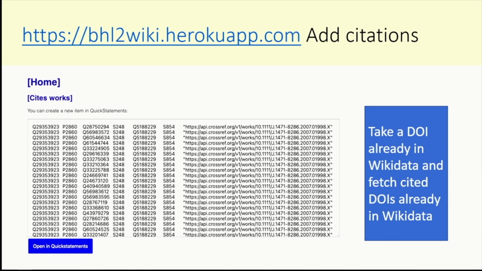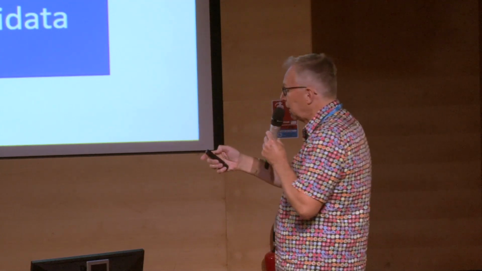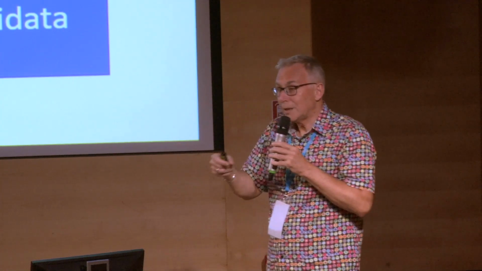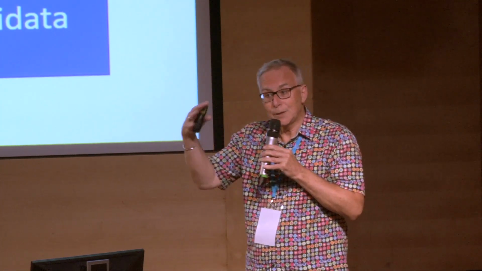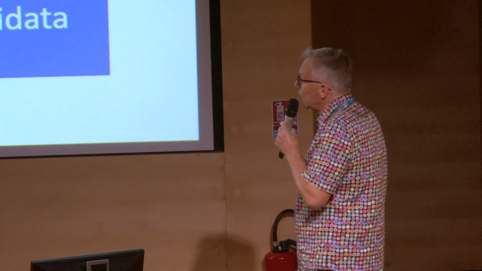We have tools for adding citations. What you're seeing here is one particular paper and all the other things in Wikidata that it cites. So you start to build up a citation graph. Now you won't see much of this for a BHL paper because BHL doesn't yet publish citation information, but some of the things that are cited may well be in BHL. So BHL content is starting to be linked in that way through Wikidata.